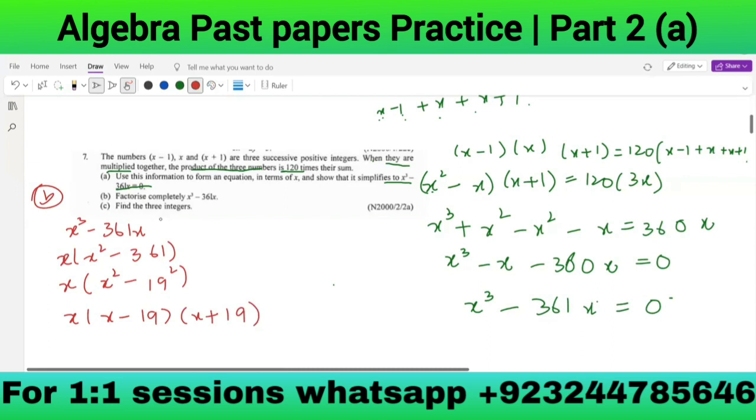Okay. Find the three integers. So now we need to find the three integers. So how are we going to find the three integers? For that, we should know the value of x.